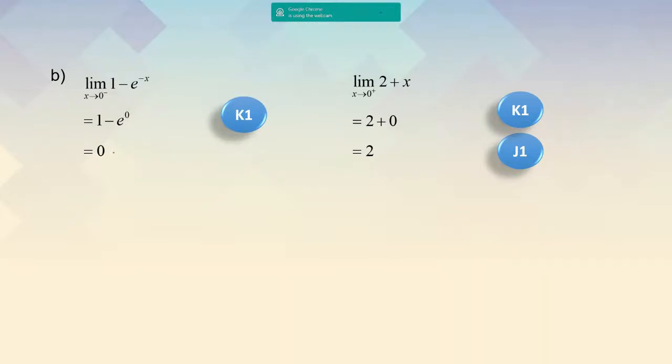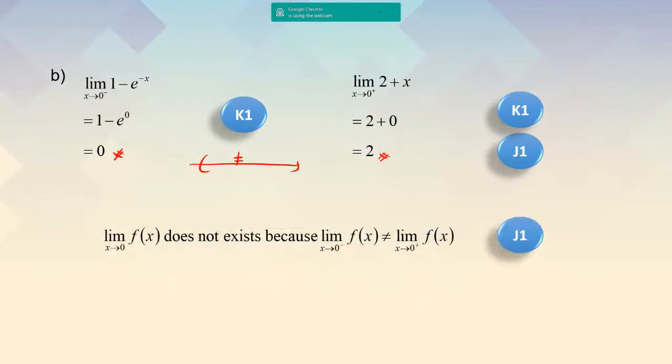So we know that the limit from the right and the limit from the left are not equal, which means the limit does not exist. You need to write down the conclusion here: the limit of f(x) does not exist because the limit of f(x) as x approaches 0 from the left is not equal to the limit of f(x) as x approaches 0 from the right.